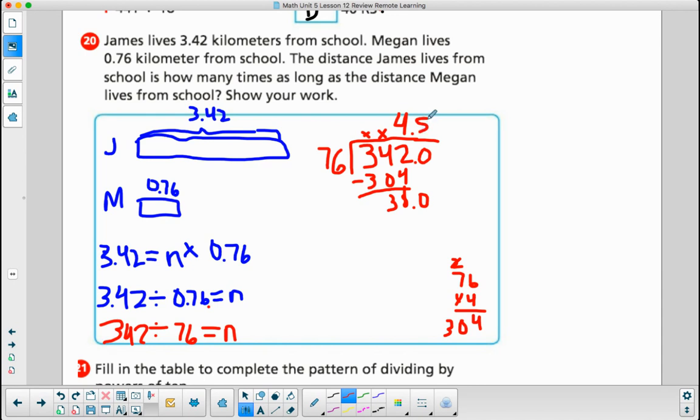Just to be sure, 5 multiplied by 70 is 350. 5 multiplied by 6 is 30. 350 plus 30 is 380. So 5 tenths multiplied by 76 would be 38. And that leaves me with 0. So I end up having 4 and 5/10 times.